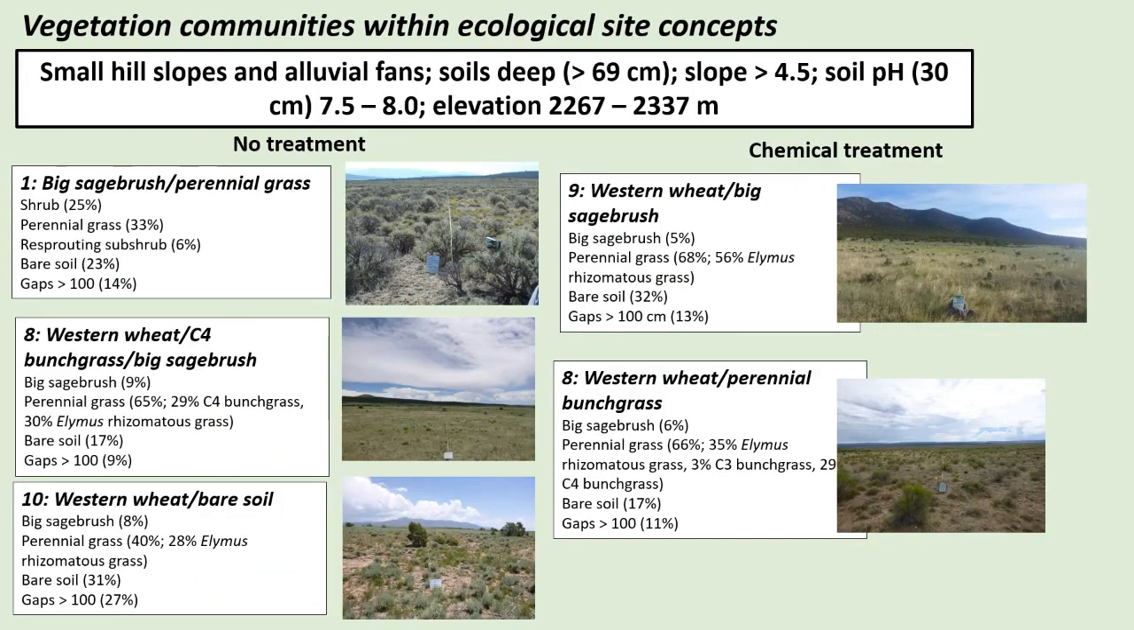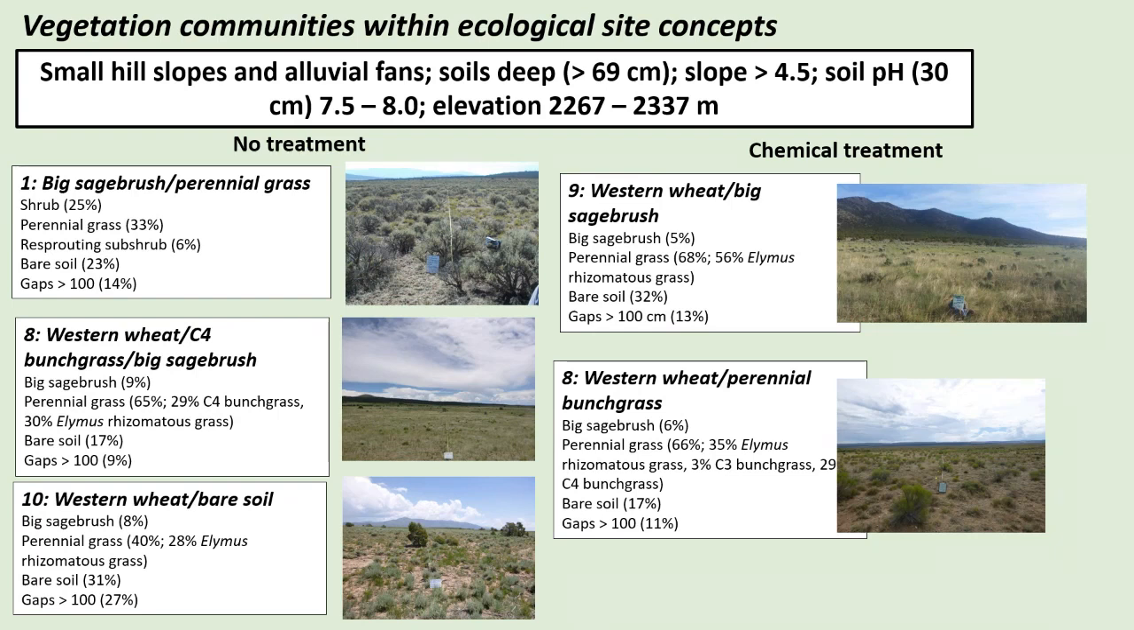And this ecological site concept occurs on slopes greater than 4.5%, where we have deep soils on small hills and alluvial fans. It shares the same General Land Office notes as the previous slide. So in the 1880s, this area was also dominated by big sagebrush and grasses.